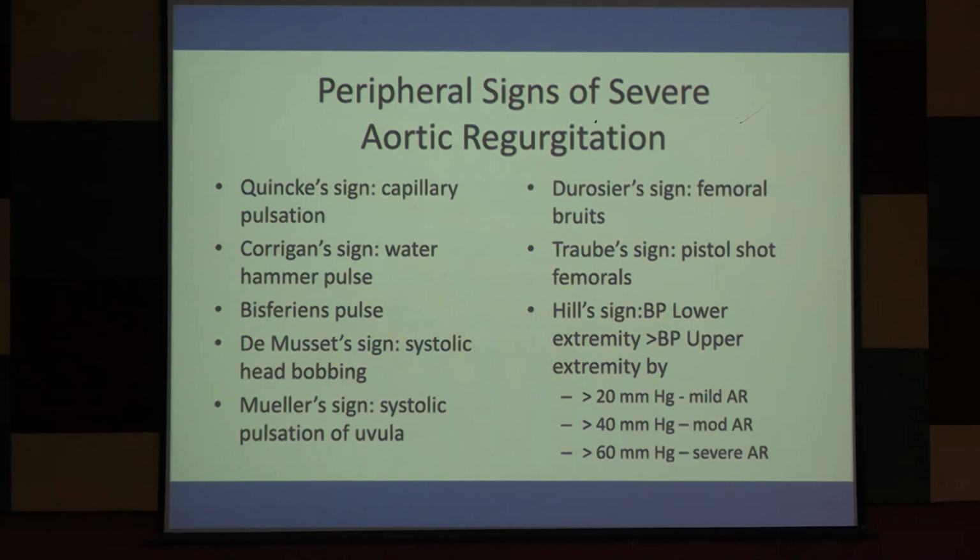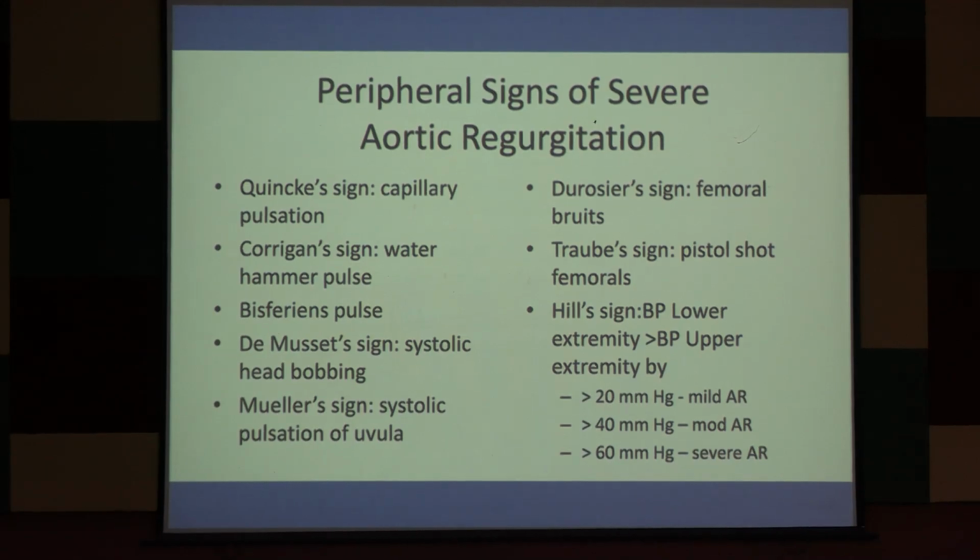Then the Corrigan's or water hammer pulse. That means sharp rise followed by sharp fall without any summit, water hammer pulse or Corrigan's pulse. Then the wide pulse pressure due to relative systemic hypertension or systolic hypertension and diastolic hypotension. This is the wide pulse pressure.